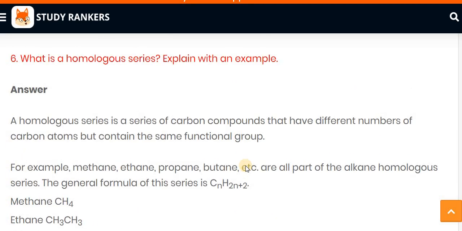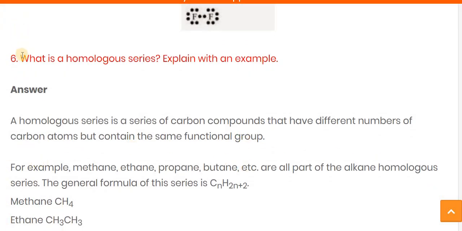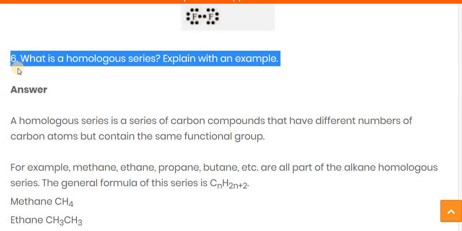Now let's see the next question. What is a homologous series? Explain it with an example. A homologous series means carbon compounds that have a different number of carbon atoms but contain the same functional group. Then we consider it a homologous series. For example, methane, ethane, propane, butane, pentane, hexane, heptane, like that. Means the carbon compounds have a different number of carbon atoms, but the functional group is the same. So in such a case, we can consider it a homologous series.